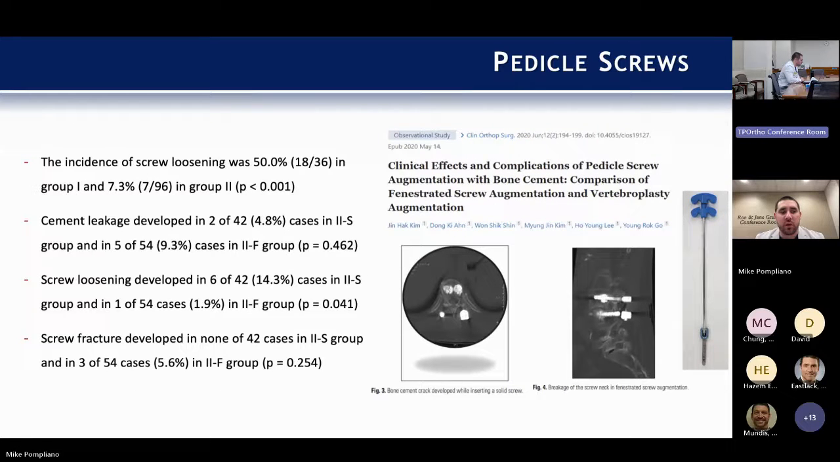So they noted the incidence of screw loosening was 50% in group 1 and 7% in group 2. So the unaugmented versus augmented, which was statistically significant. Other significant findings were cement leakage, although none of those were clinically symptomatic. Screw loosening was in 6% of the solid screws versus 1% of the fenestrated screws. And then screw fractures were none in the solid group, and 3, or 5%, in the fenestrated group. Again, expected to have a lower tolerance or strength with the fenestration holes.